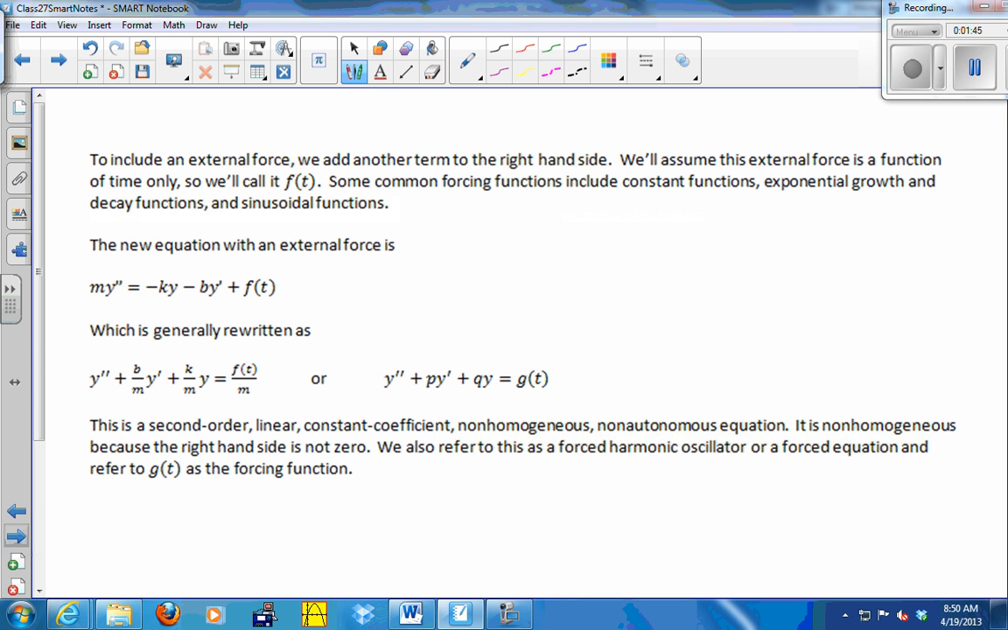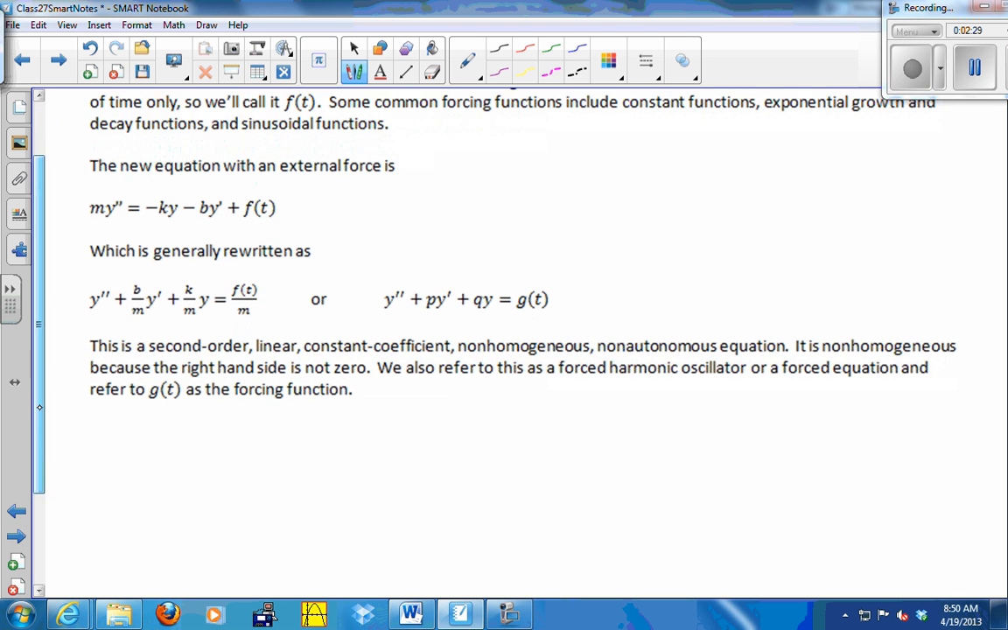To include an external force, we have to add another term to the right-hand side of the equation, the force side. We're going to assume this external force is a function of time only, because it's external, it's not going to depend at all on the position or the velocity of the mass. So some common forcing functions would be constant functions if you are applying some constant force to the mass, or an exponential growth or decay function where the force gets stronger and stronger or weaker and weaker, and sinusoidal functions where the external force oscillates, like a sound wave or shaking the table.